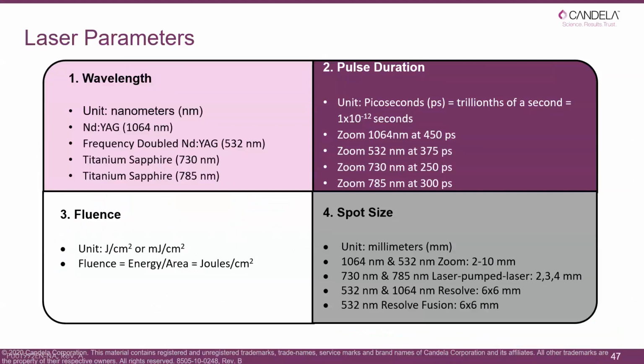So with the picosecond, we have a full range of different handpieces. So we have what we call our zoom handpieces. So this is the 1064. We have a 532, a 730, and a 785. And these, in effect, are full beams of energy. But we also have two fractional handpieces, which are 1064 and 532 nanometers, which is what we call our Resolve and our Resolve Fusion.